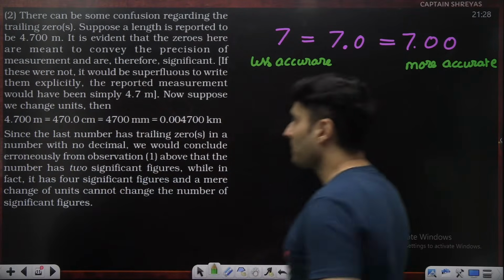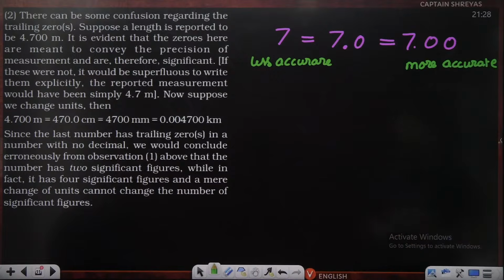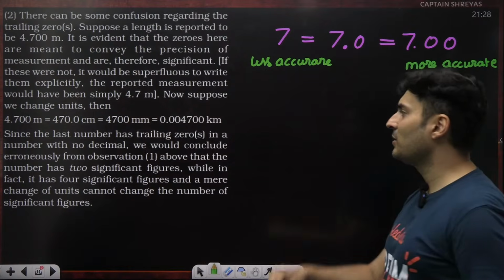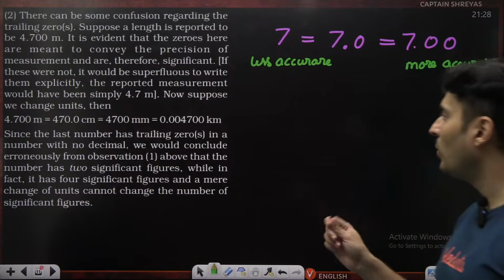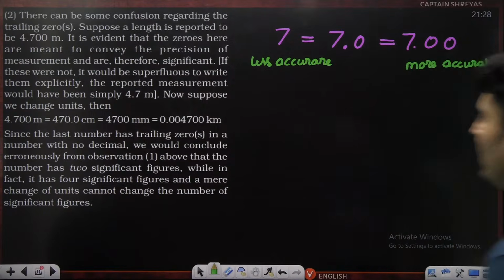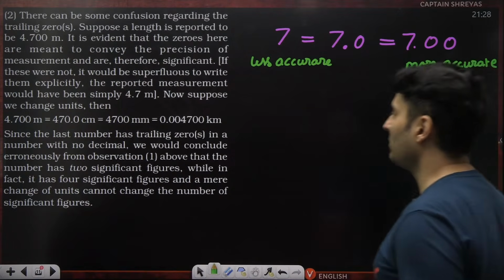Clear? Awesome. Now, in that last point where they are converting it: since the last number has some trailing zeros in a number with no decimal, we would conclude erroneously from observation 1 that the number has only two significant figures, while in fact it has four significant figures, and a mere change of units cannot change the number of significant figures.